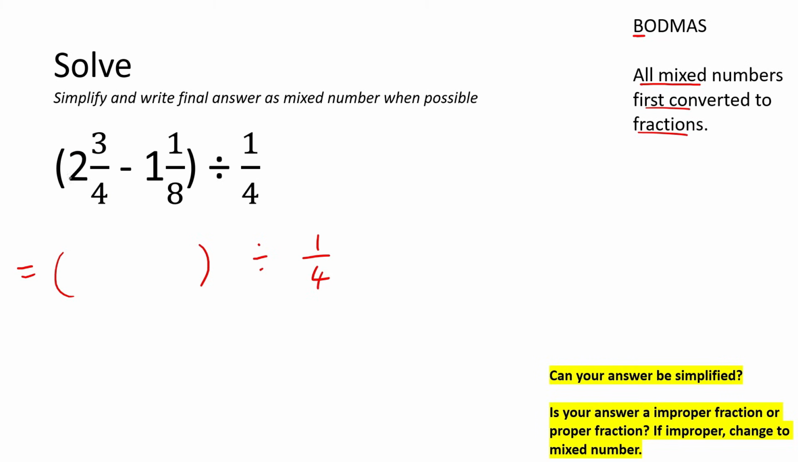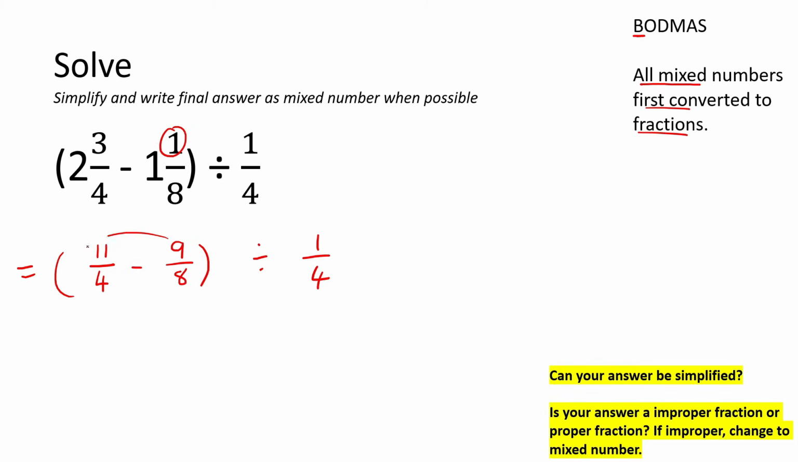So we know that to do that, you say well, first of all, we know that this one's answer will be over 4. And this one's answer will be over 8. So the way we do it is we say 2 multiplied by 4, which is 8. 8 plus 3 is 11. With this one, we say 1 times 8, which is 8, plus 1, which is then 9.